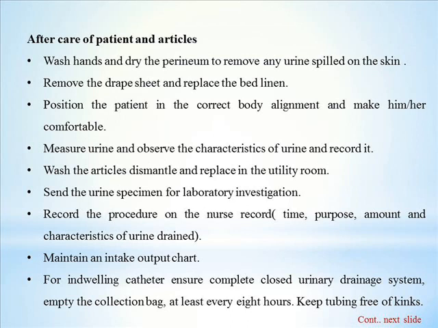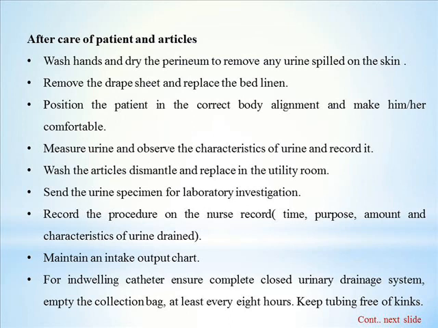Now we have already secured the catheter and we finish the procedure. Now we'll see the aftercare of the patient and the articles. After the procedure, we have to wash and dry the perineum to remove any urine spill on the skin. Then we remove the drape sheet and replace the wet linen. We position the patient in correct body alignment and make him or her comfortable.